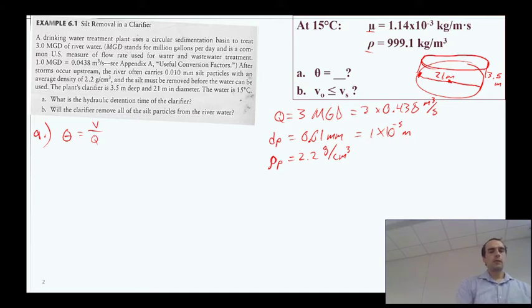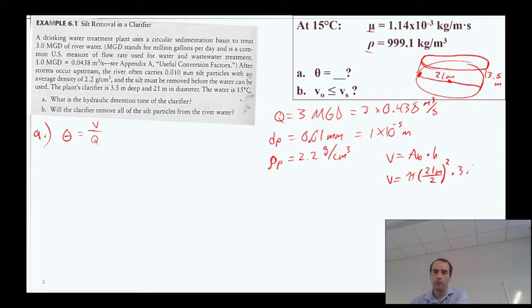So we're going to need to know the Q and the volume then. The volume is simply going to be the area of the basin times that height, which will be pi r squared. So V will be pi times the radius squared, which is the same as the diameter, 21 meters, divided by 2, and squared, times that 3.5 meter height.